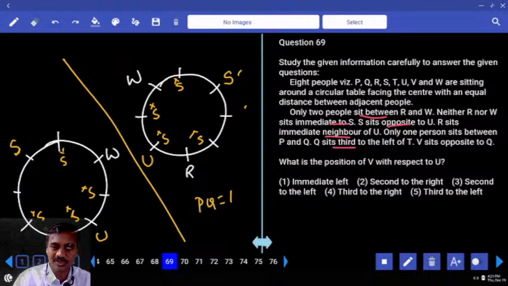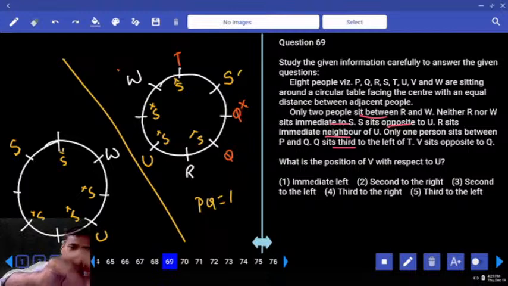Can we have Q at this place? Now can we have Q here or not? Q sits to the immediate left of T, then W and T must be in the same place. Not possible. Then can we have Q at this place? Yes. Now Q sits to the immediate left of T, then T will be here. Then if Q is here, now between P and Q there must be one person. Is it possible? No, hence Q cannot be here as well.